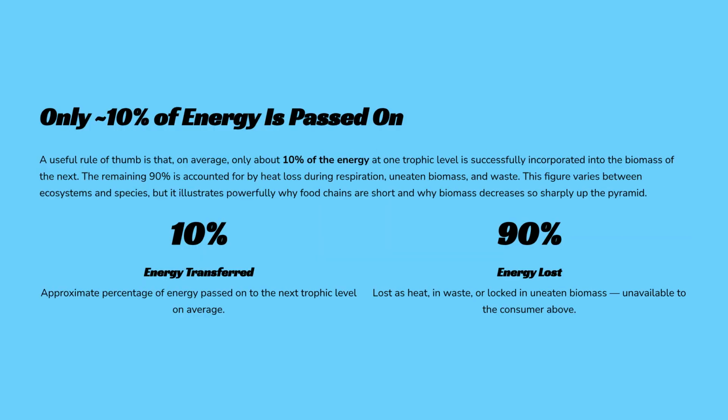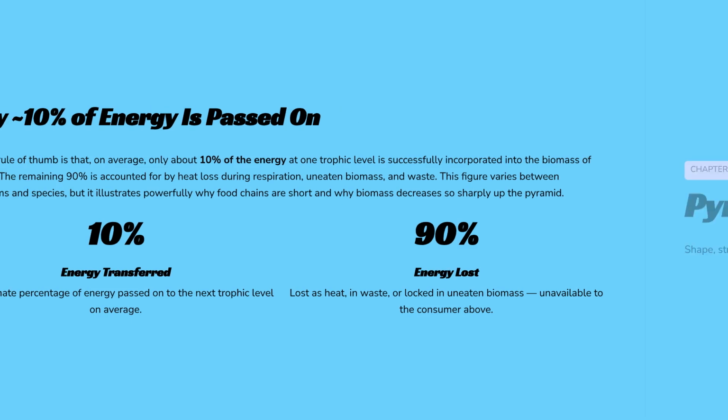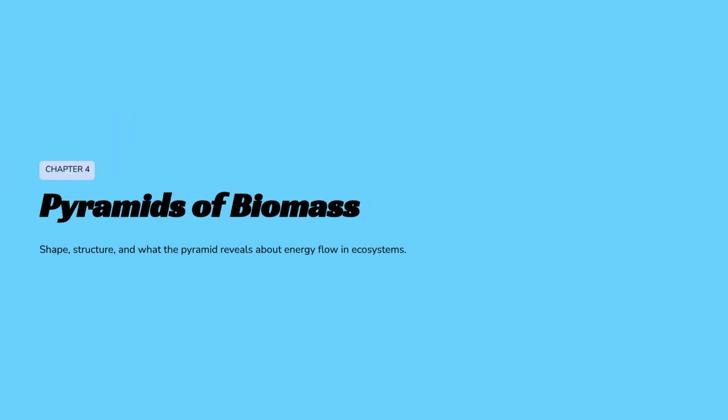As a rule of thumb, only about 10% of energy is passed to the next level. The other 90% is lost as heat, waste, or remains locked in uneaten biomass. We are now starting Chapter 4, Pyramids of Biomass. In this section, we examine the shape and structure of these pyramids and what they reveal about ecosystem energy flow.